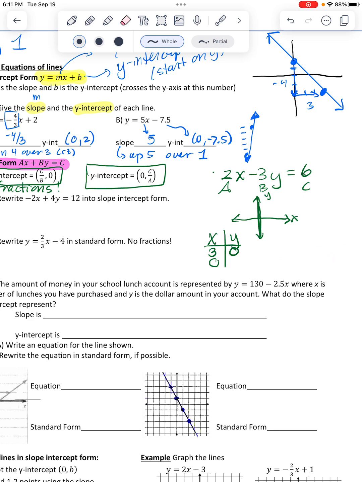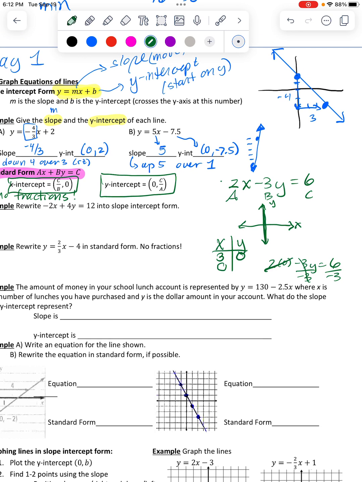I'm going to just erase this so I have a little bit of space. To find the other one, I'm going to do the exact opposite. I'm going to put a 0 in for the x, which cancels that out because 2 times nothing is nothing. And then to solve, I'm just going to divide by that B value. And then that is going to tell me where it will cross the other axis. So now you just plot these like points. So I go 1, 2, 3, and then I don't go up or down. And here I don't go left or right, I just go down 2. So this is going to be the line of that equation.